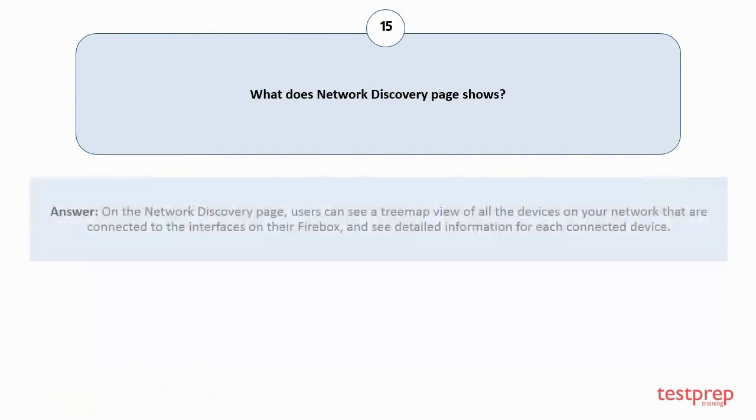Question number 15. What does the Network Discovery page show? Your answer is: on the Network Discovery page, users can see a tree map view of all the devices on your network that are connected to the interfaces on their firebox, and see detailed information for each connected device.